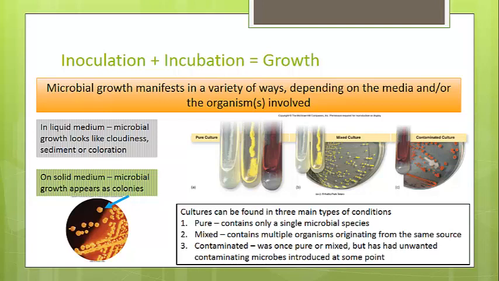So cultures can be found in 3 main types of conditions. It can be what we know as a pure culture, which only contains a single microbial species. And that's what we see on the photo above that box. We see on the left-hand side those 3 tubes. Those have pure cultures with only 1 type of microbe in each. We can have a mixed culture, which contains multiple organisms originating from the same source. For example, say we had to swab a wound or swab a mouth.